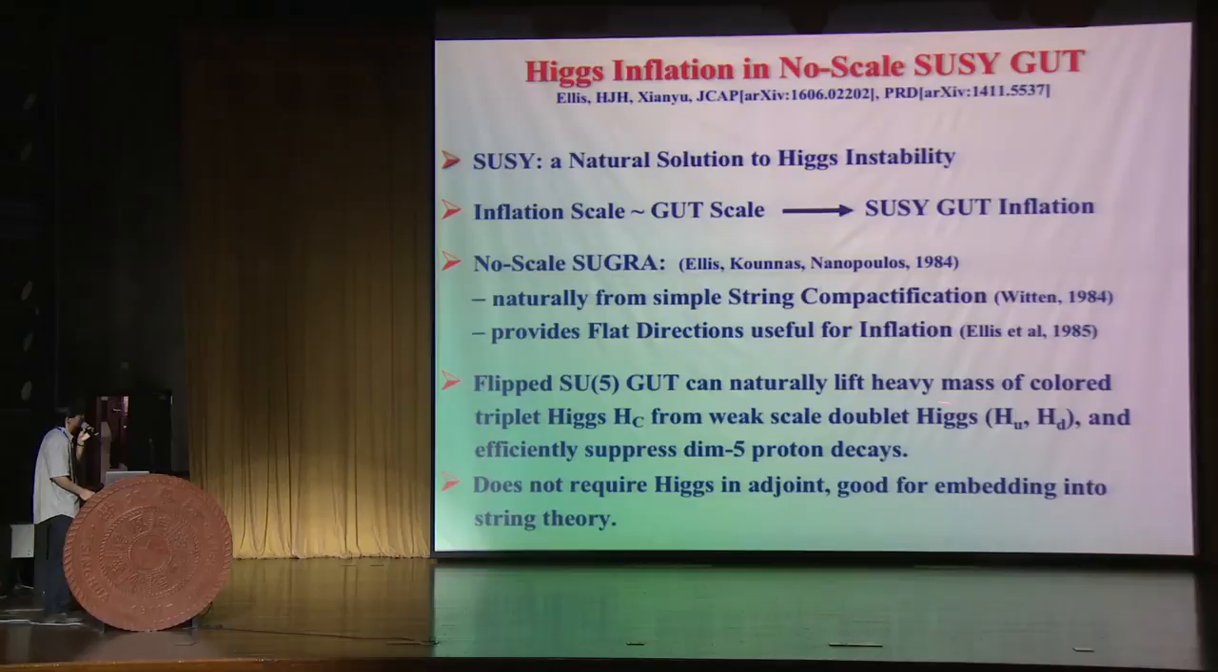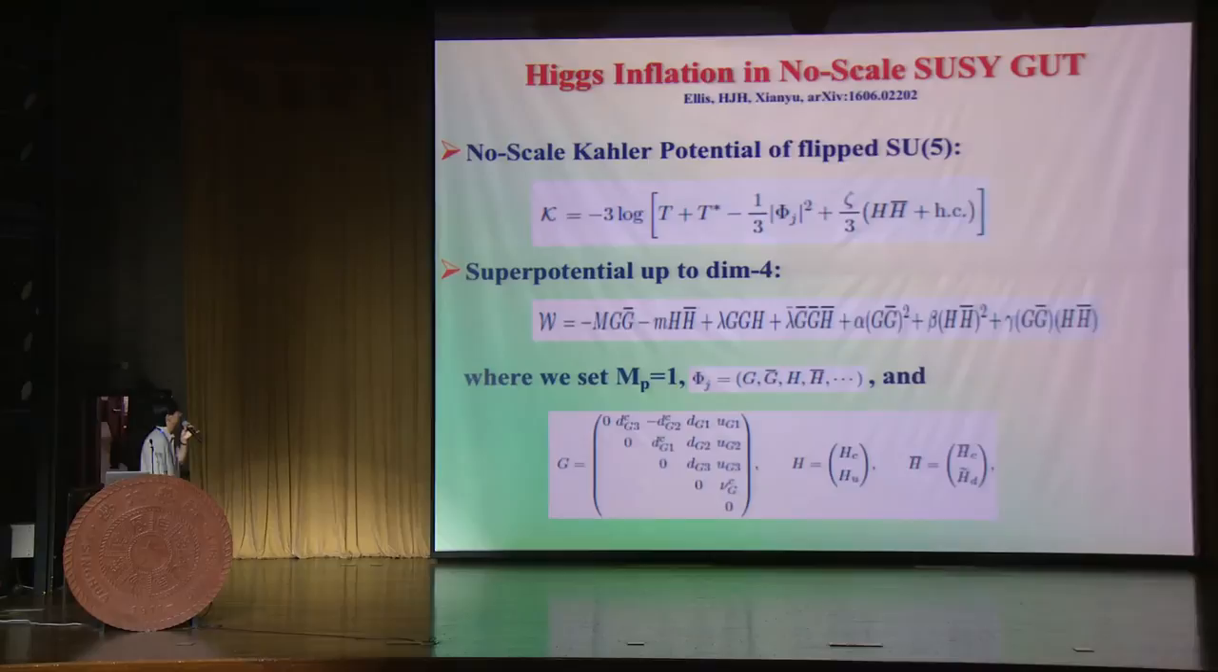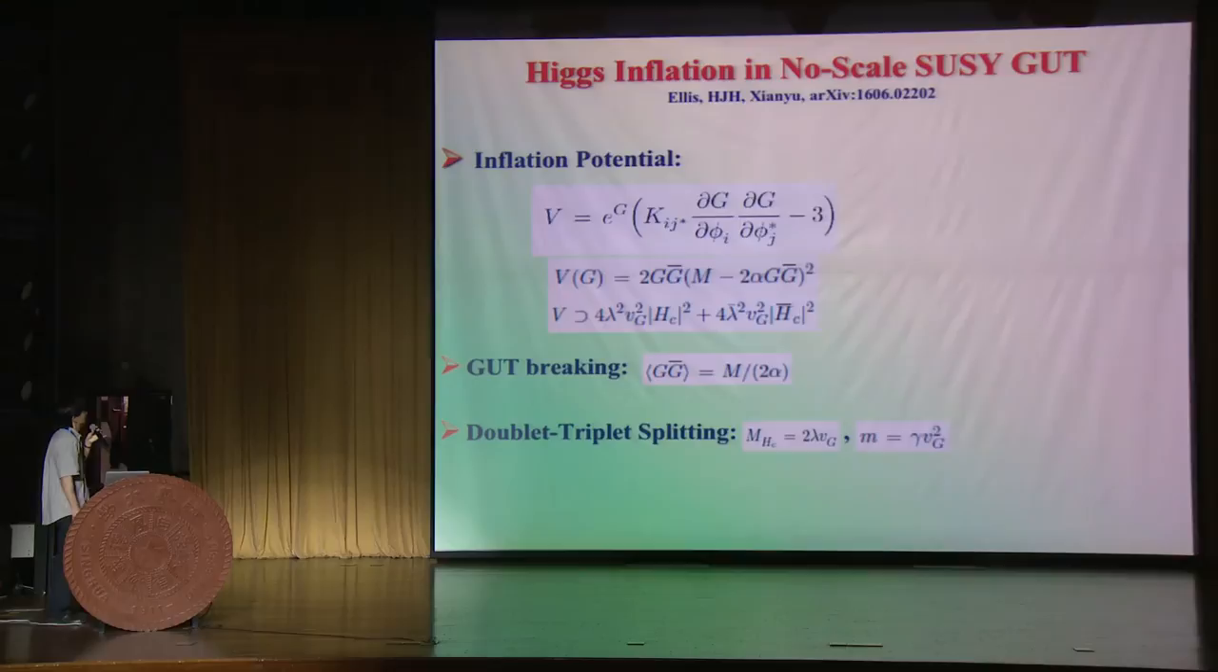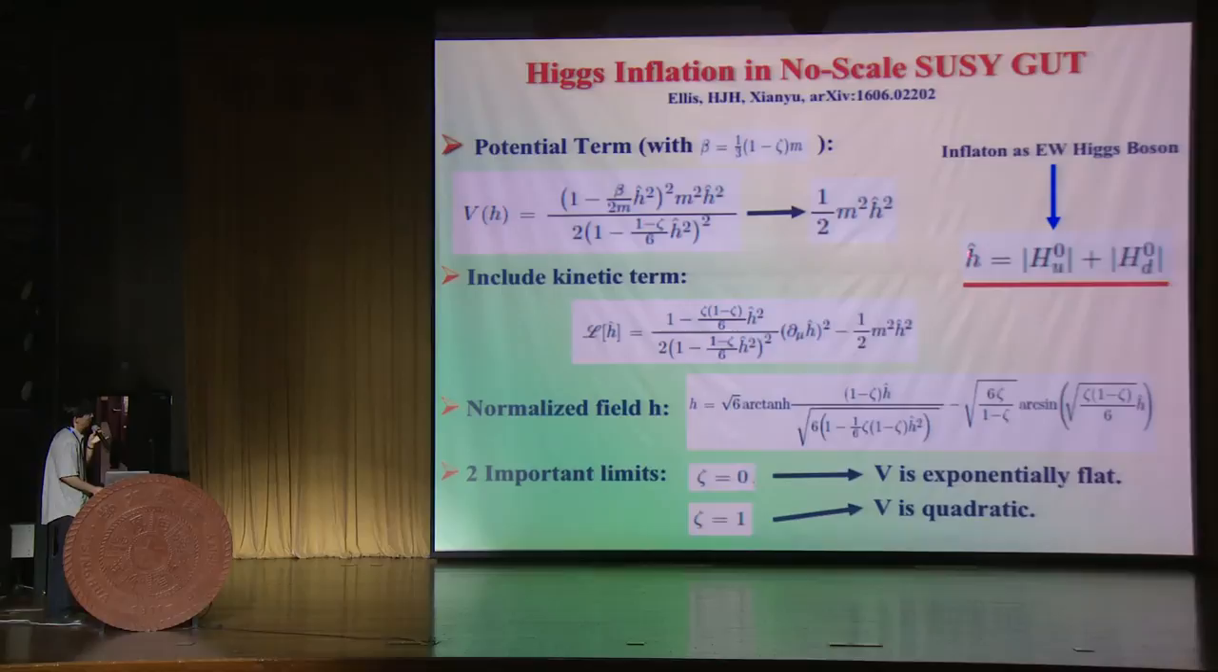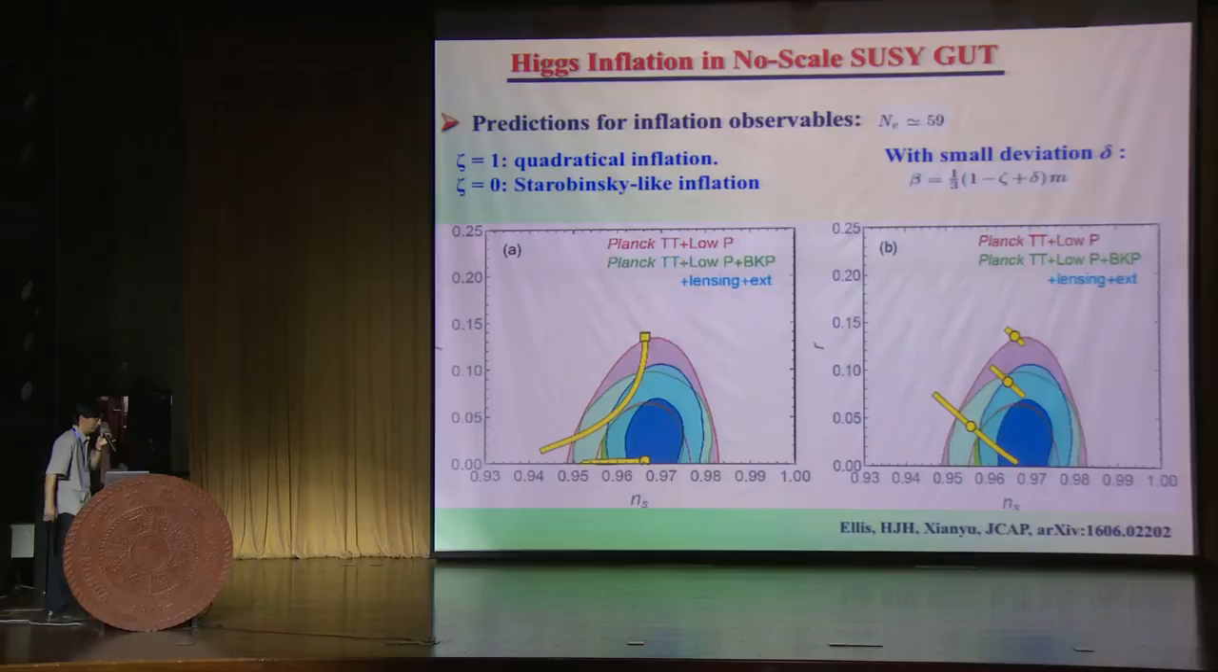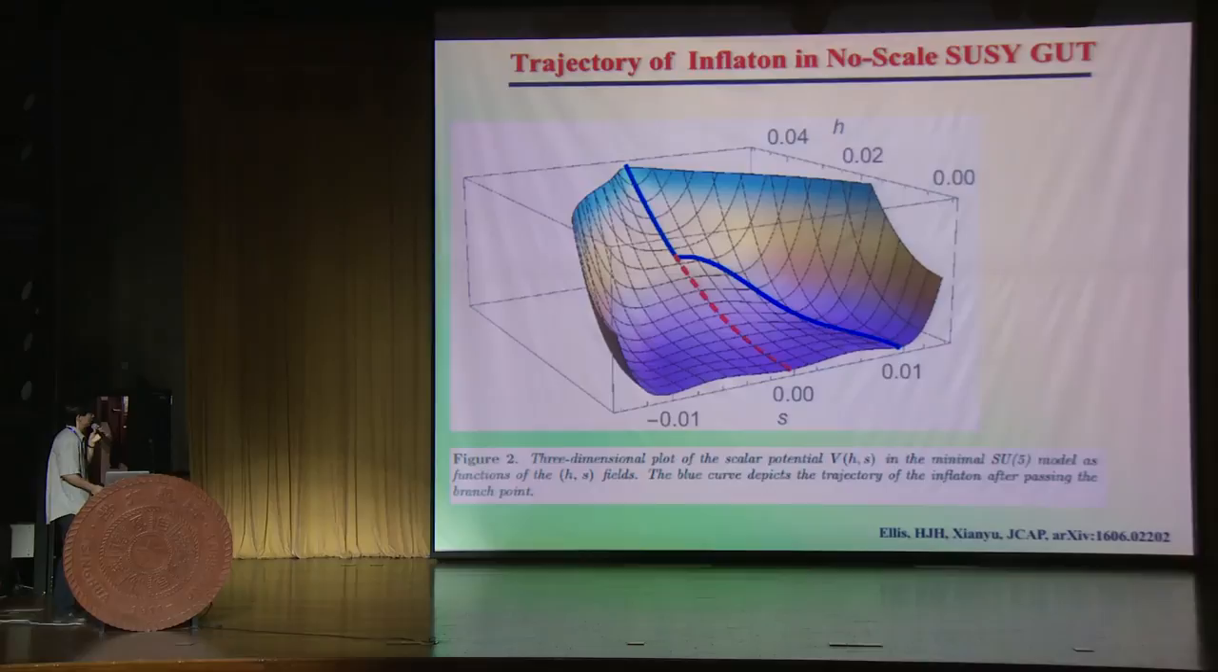The flipped SU(5) model is an explicit example. We take that as an explicit example, to make the colored Higgs heavy, with the triplet-doublet splitting, and suppress the dimension-5 proton decays, and some other interesting properties. I don't have time, but I will just convince you that we have such an explicit realization. In the end, one can identify the inflaton as a combination of the H_u and H_d in the minimal supersymmetric standard model, and make contact with the cosmological measurements, including also discussion of reheating and gravitational production and so on.